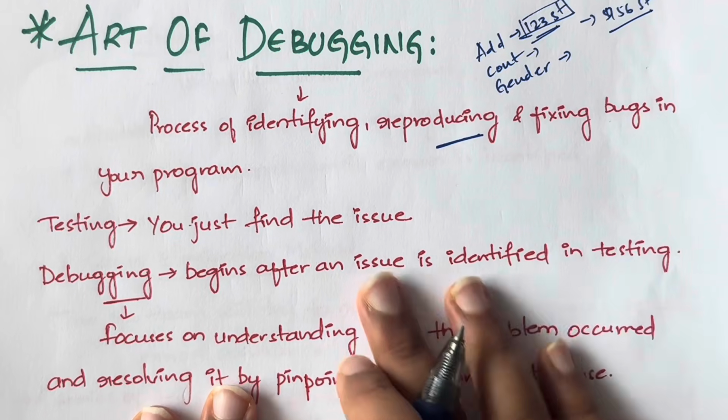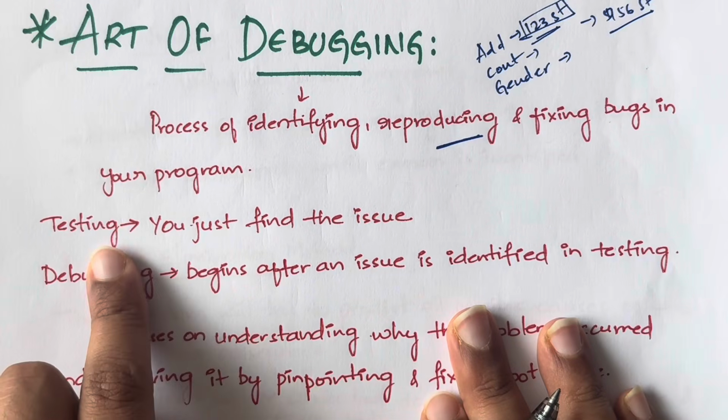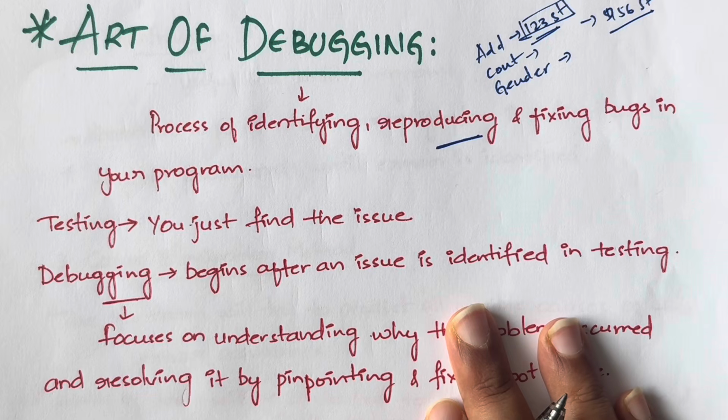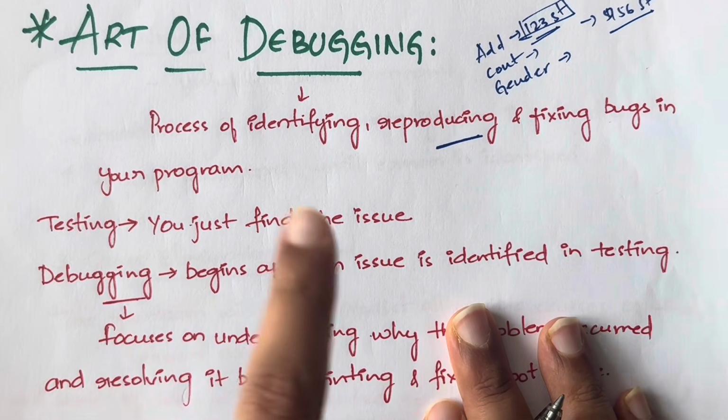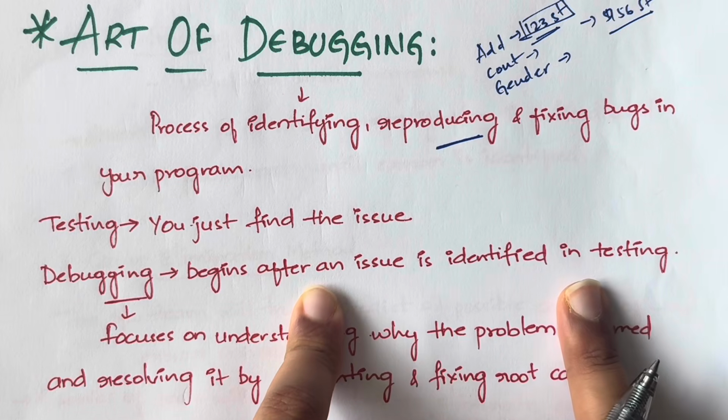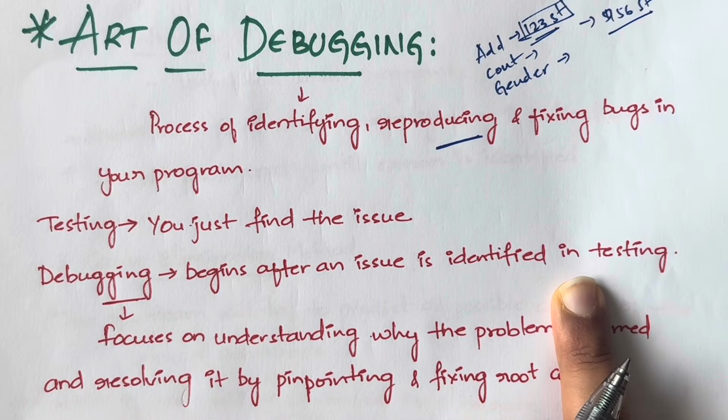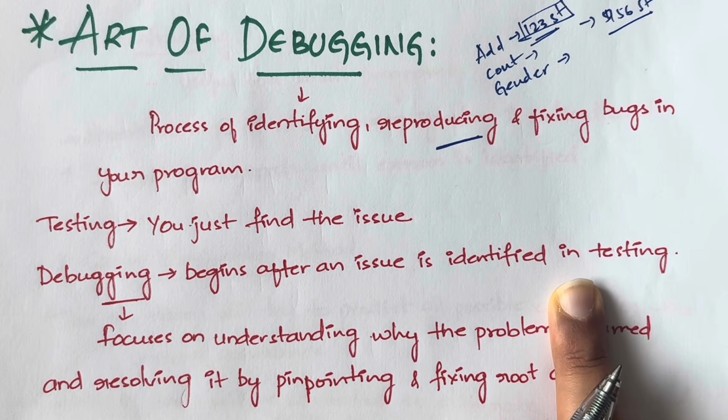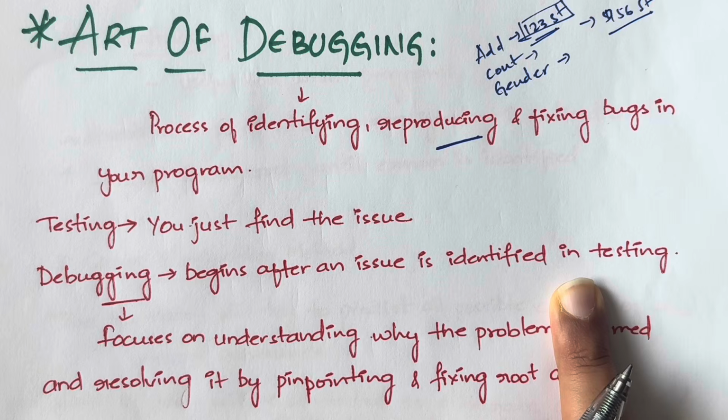Okay, so basically in testing, you'll just find the issue and report it to the developer. But debugging begins after an issue is identified in testing. Once the tester gives the developer back that this is the problem, then the developer has to sit and start debugging, start understanding why this issue is coming.